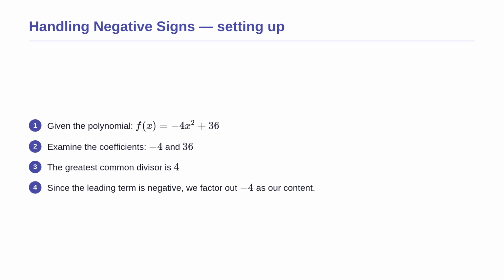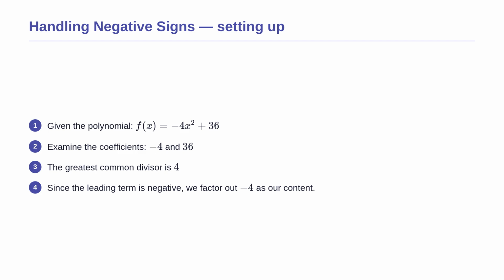This tree structure is a perfect mental model for how unique factorization operates. Now that we have a solid mental model, let us tackle a slightly more complex example to understand how negative signs fit into the idea of unique factorization. Suppose we are asked to completely factor the polynomial negative 4x squared plus 36. Our approach remains exactly the same. Extract the content, factor the integer, and factor the primitive polynomial.